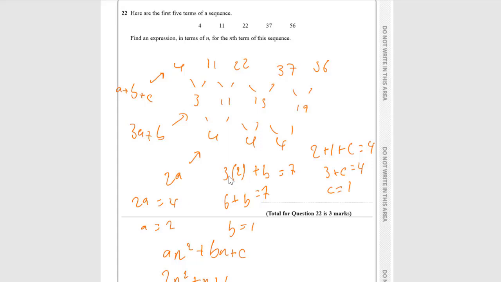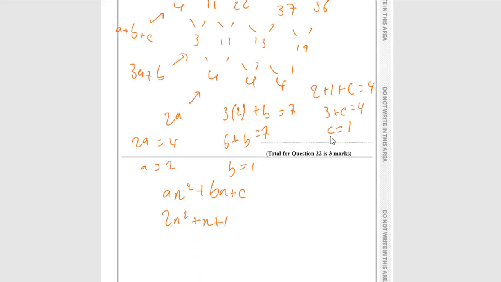And then we get a equals 2. And then we have 3a plus b, so we put the 2 in for our a, which we just found out, plus b, so we know that b equals 1. And then we do the same thing for a plus b plus c, so 2 plus 1. So that's our a, that's our b, plus c equals 4. And then 3 plus c equals 4, so c equals 1. And then remember our general expression looks like this. So we just sub in our value for a, sub in our value for b, and sub in our value for c.